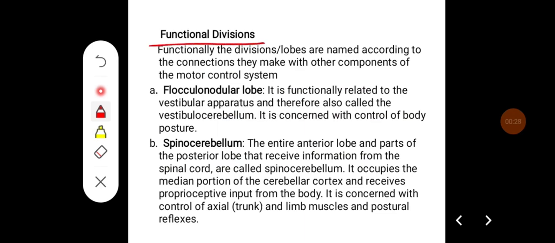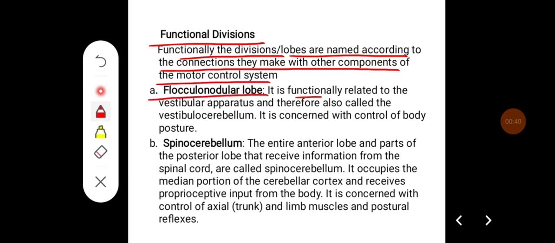Functional divisions of cerebellum. Functionally, the divisions, that is lobes, are named according to the connections they make with other components of the motor control system. Flocculonodular lobe: it is functionally related to the vestibular apparatus and therefore it is called the vestibulocerebellum. It is concerned with control of body posture.